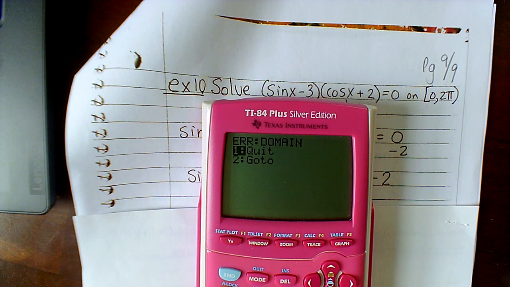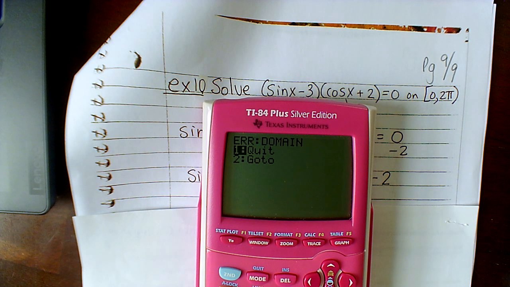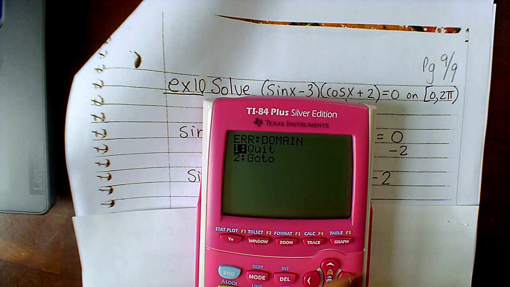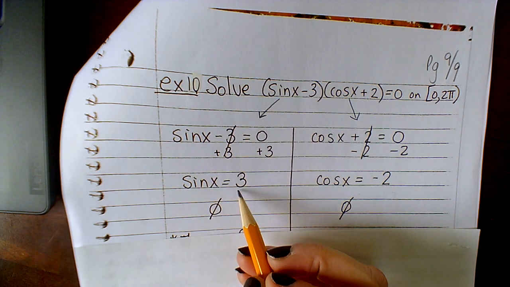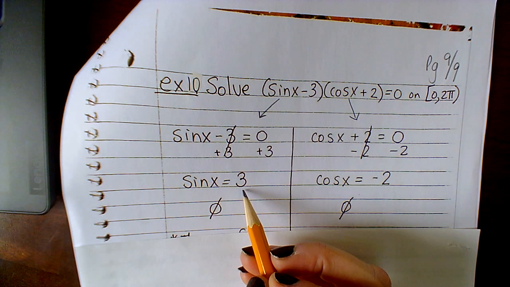You want to pay close attention to your errors. If it's a syntax error, that means the calculator doesn't understand what you're trying to tell it. It doesn't understand what you want it to do. A domain error means, yeah, that's not happening. That's because the sine function never goes above 1 and never goes below -1.